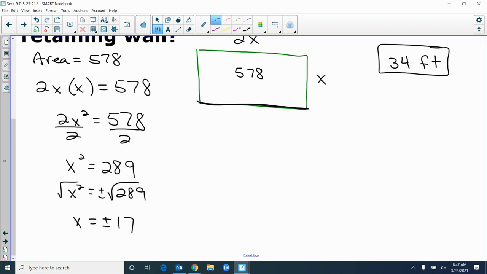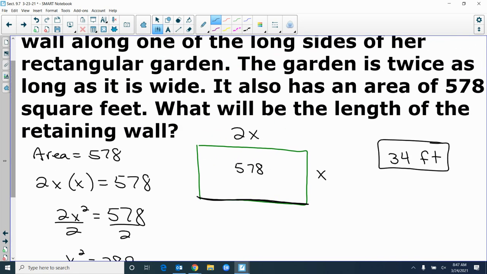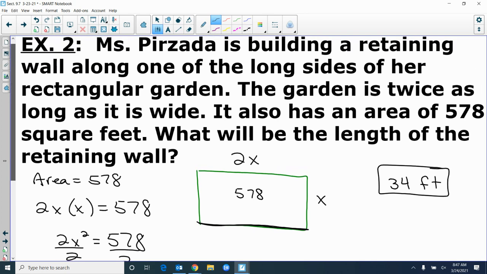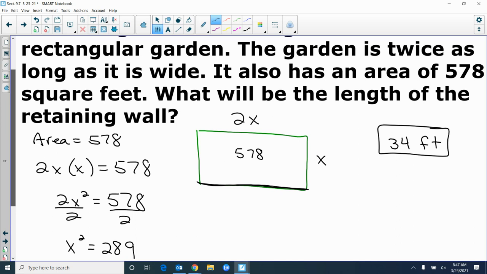When you do that, you do get plus or minus 17, and then you don't want the negative because you're dealing with a length, so you can't have a negative length. Now, if you read through the problem, it says what will be the length of the retaining wall? Based upon this case, it says the retaining wall will be built along one of the long sides of the rectangular garden. So that means x is 17.